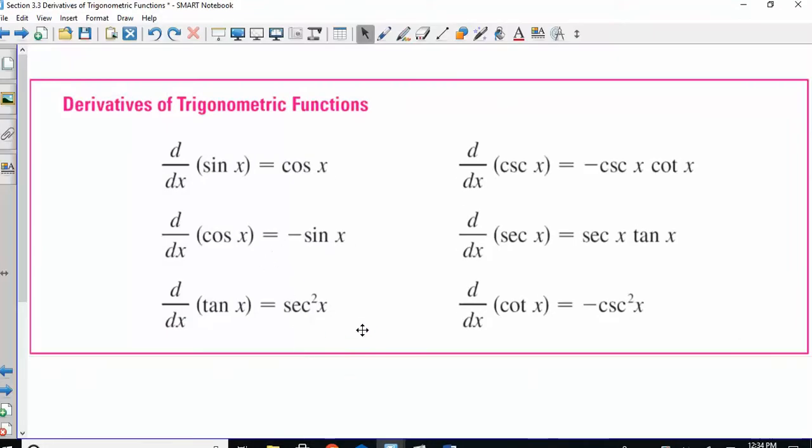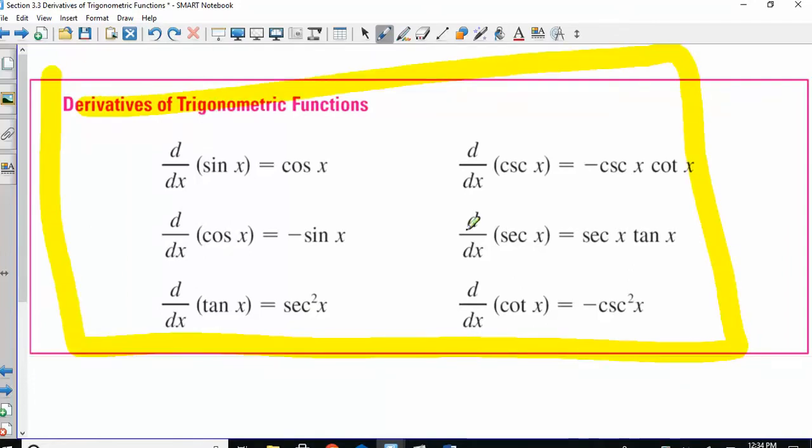Quotient rule. So these you have to know. Okay, it will save you a tremendous amount of time. At the very least, there is absolutely no way around it. You have to know the derivative for sine and cosine.